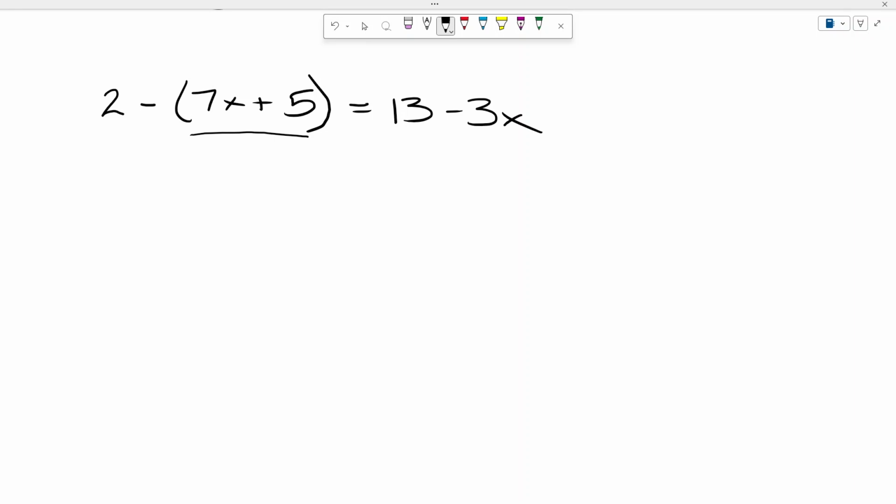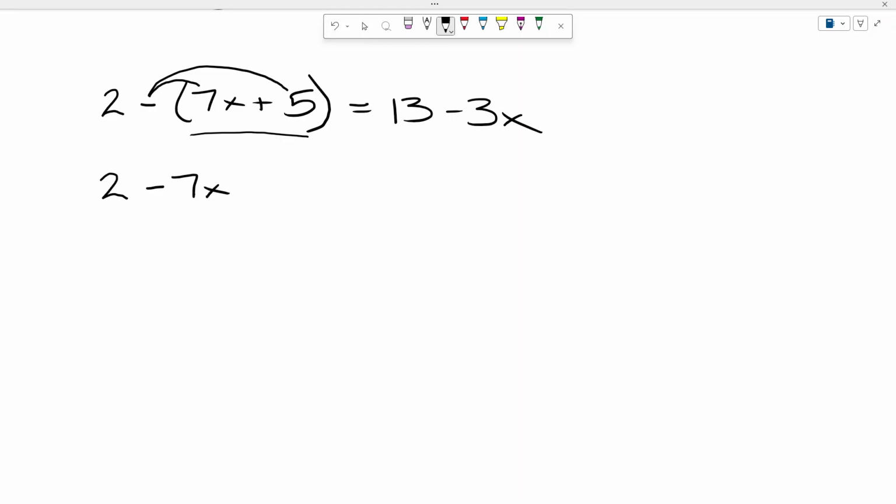So we're going to distribute this negative out here. We're going to take that times the 7x, and then we're going to take it times the 5. So we're going to apply the distributive property here, and we're going to get rid of the parentheses. So we'll still have our 2 here, and then the minus times the 7x will give us a minus 7x.